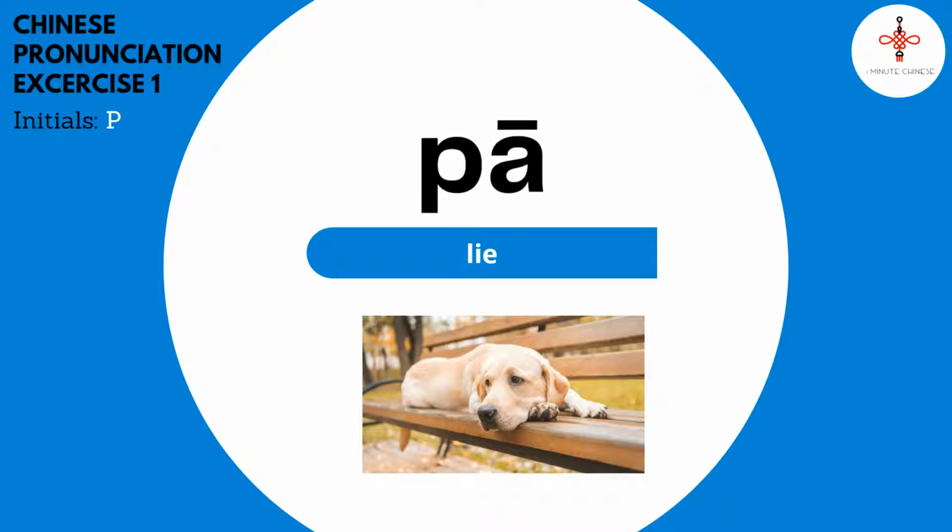Pronunciation exercise for P sound. Let's combine the initial P, the final A, the high-pitched first tone, all together. P, A, Pa. Repeat after me. P, A, Pa. Pa is to lie in Chinese, like the cute dog lie on the bench in the picture. Now say Pa, Pa, Pa.